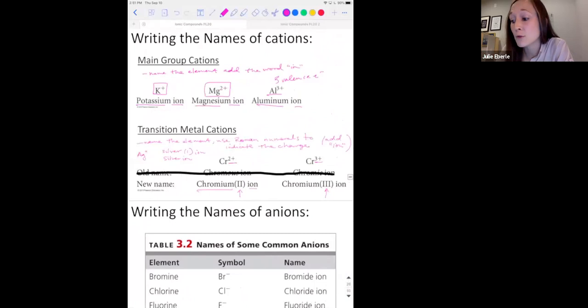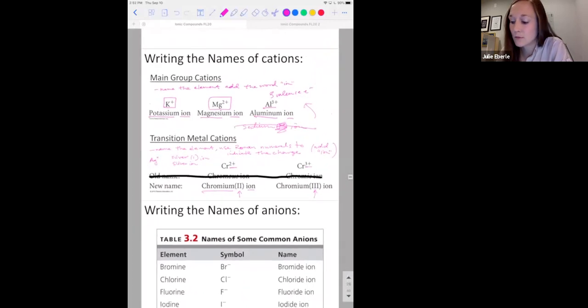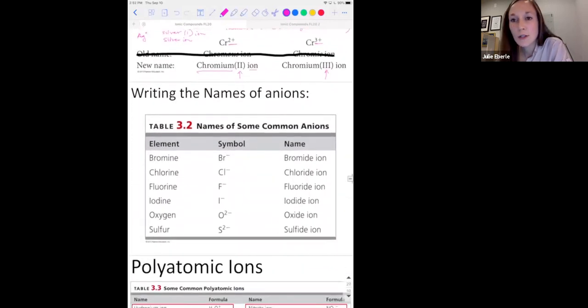Now, if you use Roman numerals up here on any of these main groups, I would count you wrong. If you told me the sodium 1 ion, okay, sodium is a +1, but we don't need Roman numerals because it's always only ever +1. It'll never be a +2 or a +3. So I would count you wrong here, because Roman numerals are only used for transition metals, all right? Questions on how to name cations?